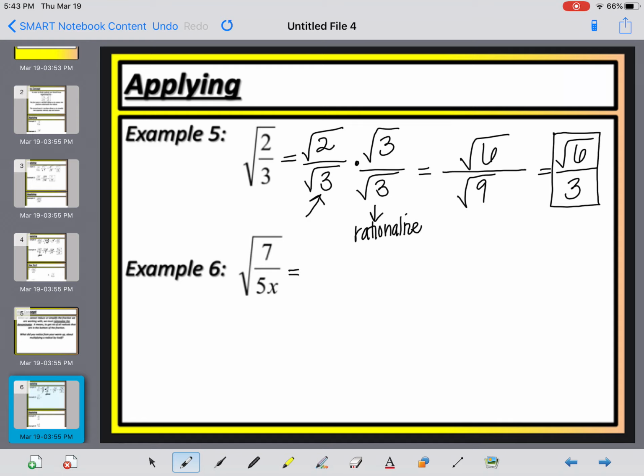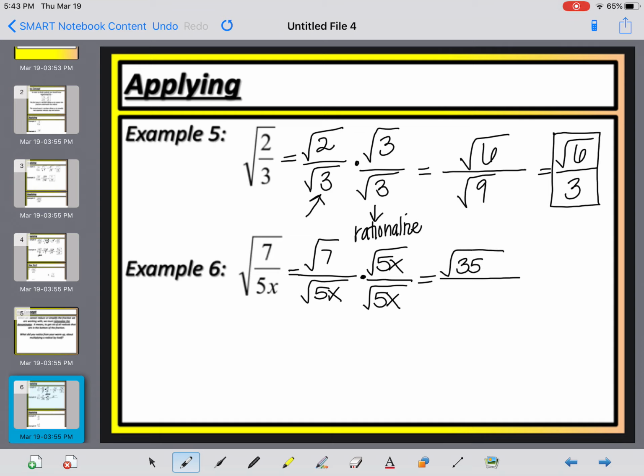Let's try another example. So 7 over the square root of 5x, we know that that's not going to reduce as a fraction. So we split up our radicals. Okay, well, this square root of 5x in the bottom, can't leave that there. We know that that's not simplifying. So we're going to take whatever's in the denominator and we're going to use that to rationalize. So we're multiplying by the square root of 5x on top and bottom.